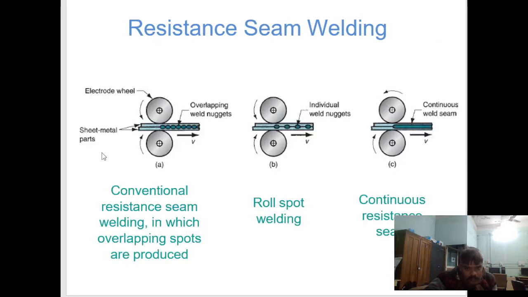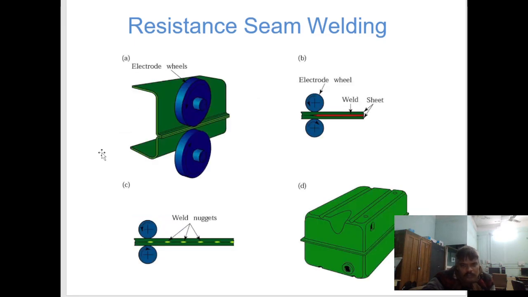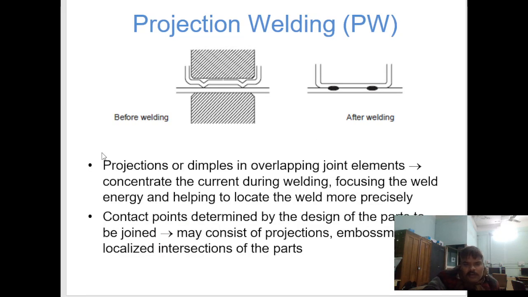Resistance seam welding: conventional resistance seam welding, in which overlapping spots are produced; roll spot welding; continuous resistance seam, using an electrode wheel. Projection welding: a projection or dimple in the overlapping joint element concentrates the current during welding, focusing the weld energy and helping to locate the weld more precisely.